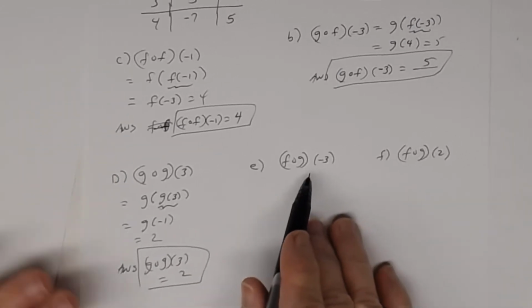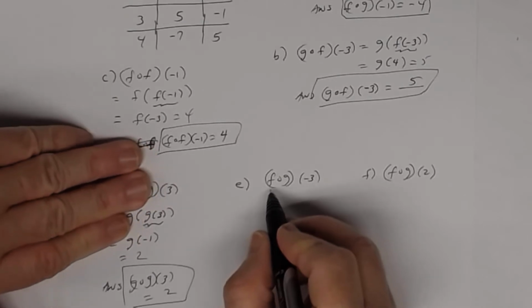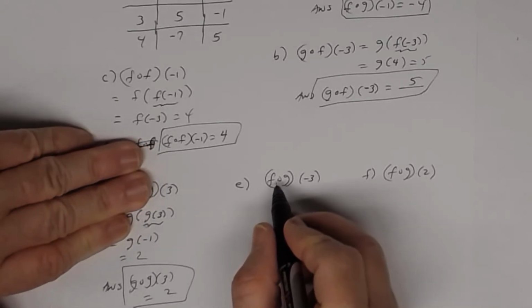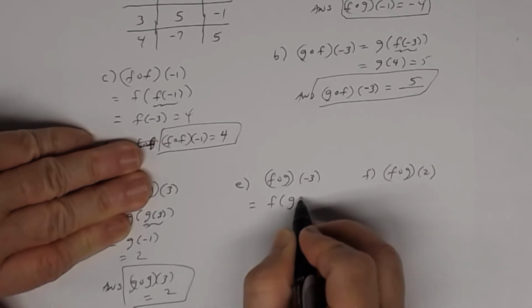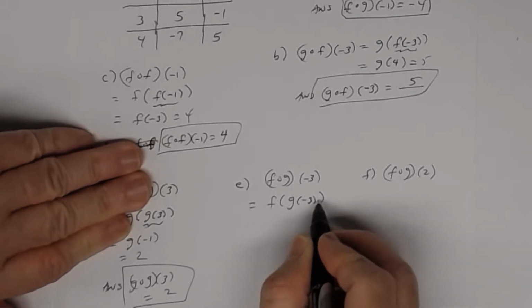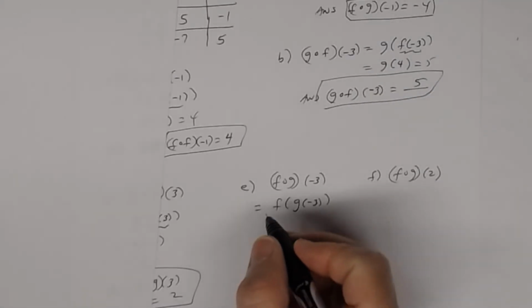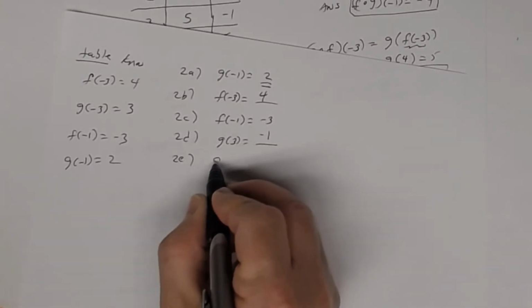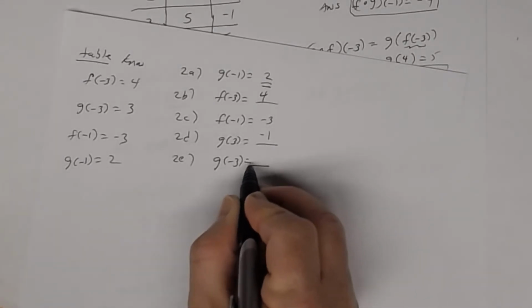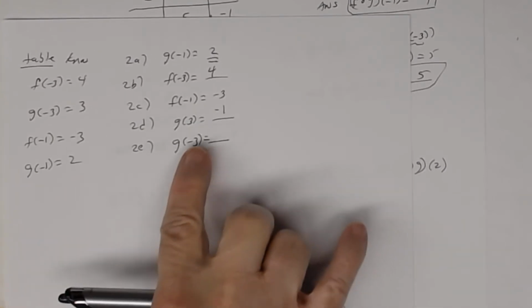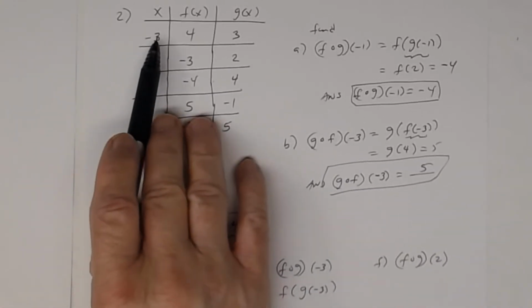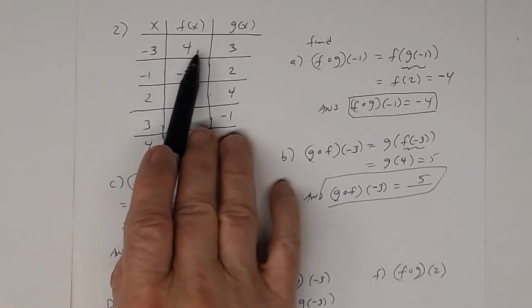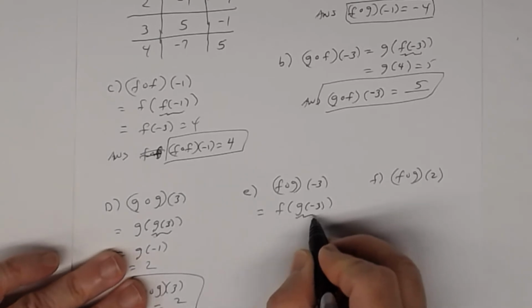All right, and then let's look at E. So E means f of g of negative 3. So by definition, that's f of g of negative 3. Now I've got to find g of negative 3. That's actually 2e. g of negative 3 means: what is my y value when x is negative 3 for my function g? So when x is negative 3, g of negative 3 is 3. So this is 3 right here.